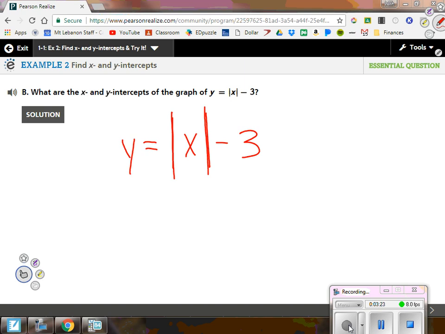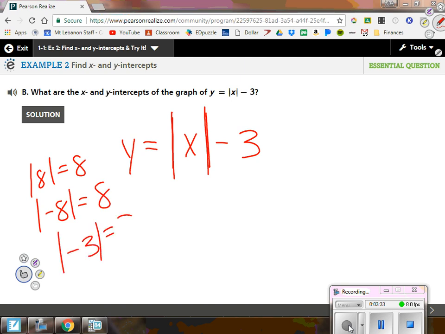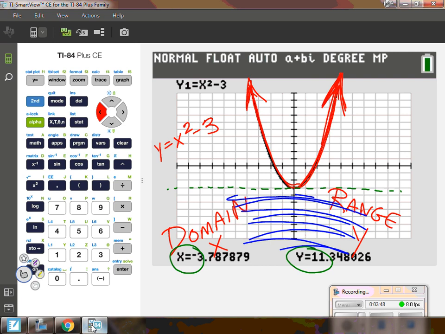So the absolute value of 8 is 8. The absolute value of negative 8 is 8. The absolute value of negative 3 is positive 3. The absolute value of 0 is 0. All right, so it returns a positive value, and then we're going to subtract 3. Why don't we go ahead and pop this into our graphing calculator.